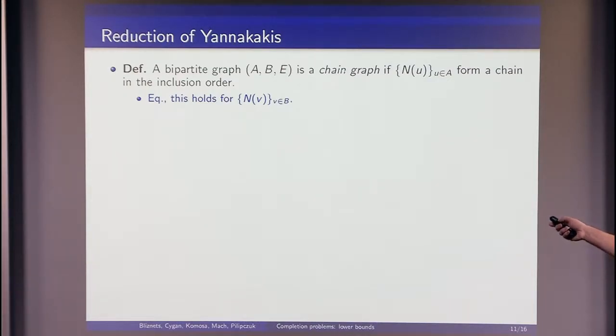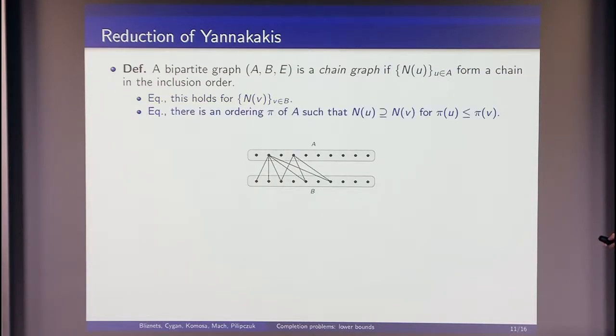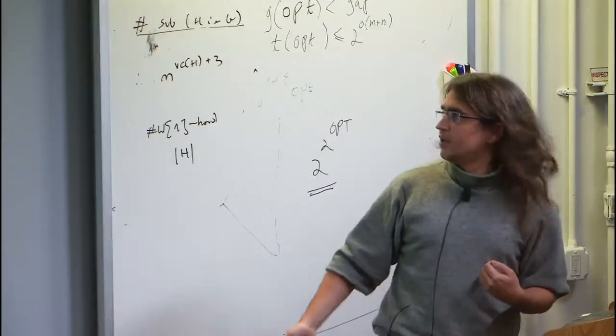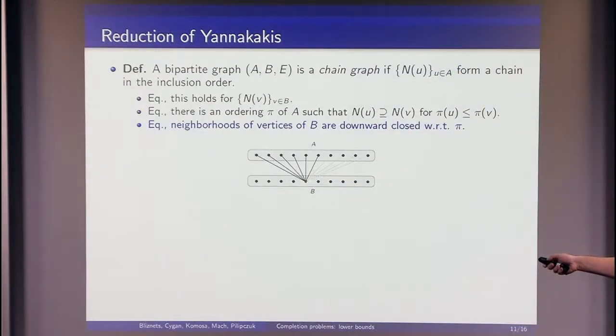And if they have this chain structure in the inclusion order, I can actually put an ordering on the vertices of A, so that whenever something is earlier in the ordering, its neighborhood is a superset of whatever is later in the ordering. If I now look from the B perspective, this is equivalent to saying that the neighborhood of a vertex from B is a prefix in this ordering of A.